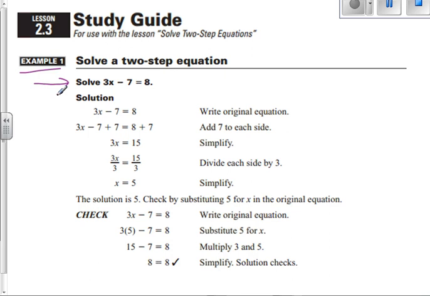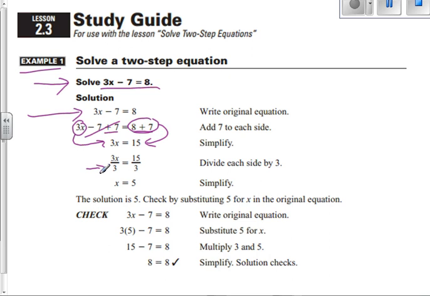And the equation that they give us is 3x minus 7 is equal to 8. All right, so the first thing you do is start with your original equation, and then we're going to add 7 to both sides. So on the left-hand side, the 7's will equal 0, cancel basically. You're left with just 3x. On the right hand side there, 8 plus 7 is equal to 15. So right now you have 3x is equal to 15.